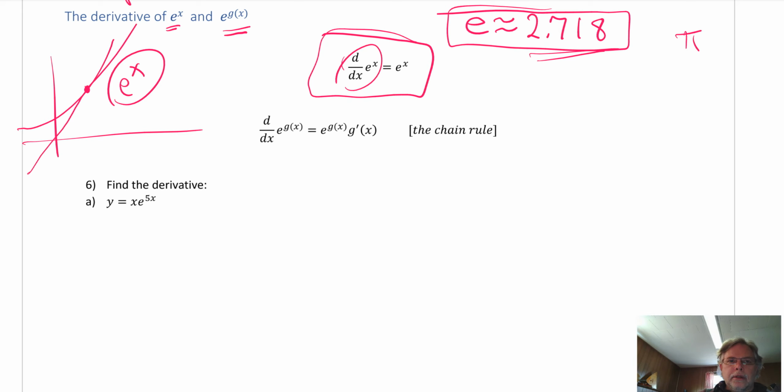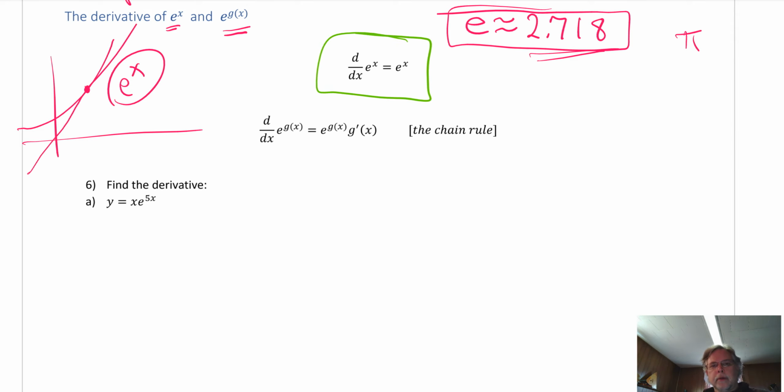E to the x is actually the only function in the world that works this way. The only function which is its own derivative. And so that's pretty cool. And that's different to anything we've done before. I mean, think about derivatives. We've done a lot of derivatives. And taking the derivative of something changes the function up till now. This is the one function, e to the x itself, for which the derivative of this function, e to the x, is the function e to the x itself.